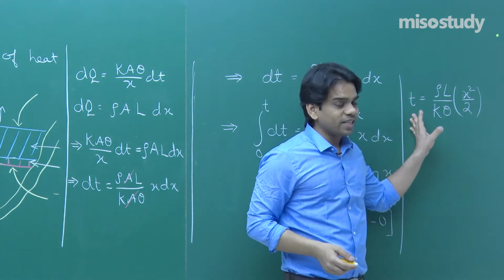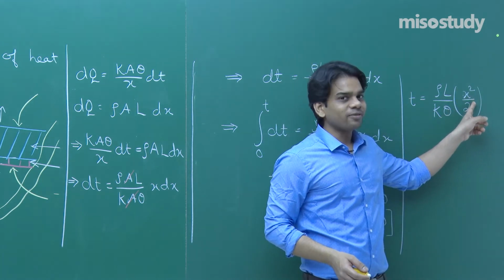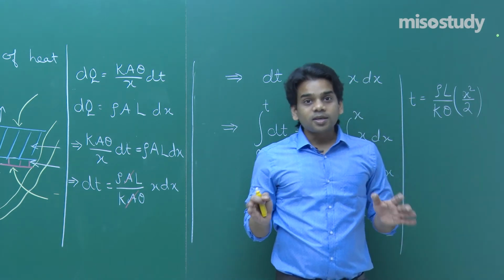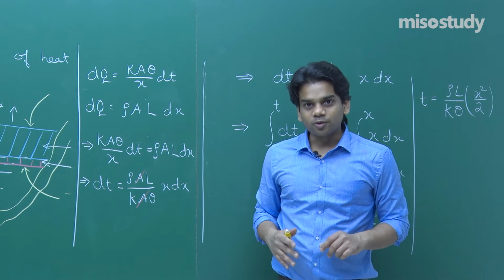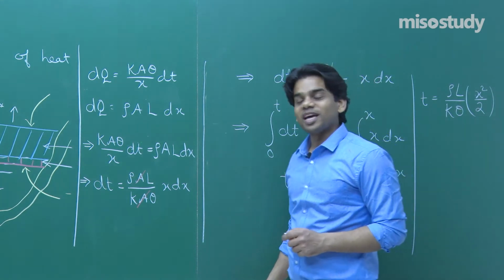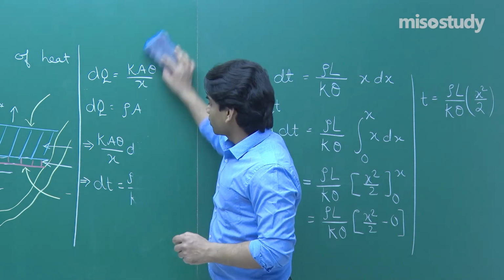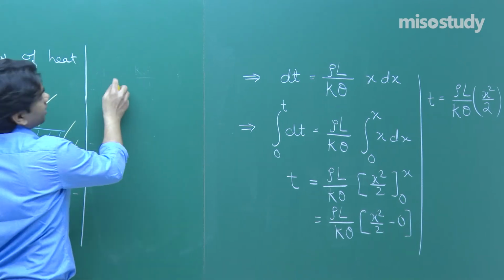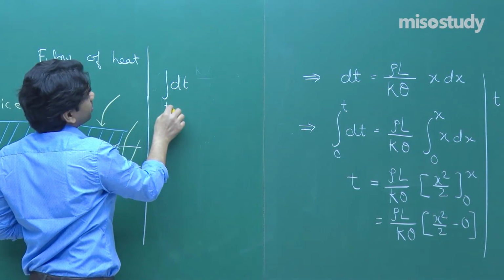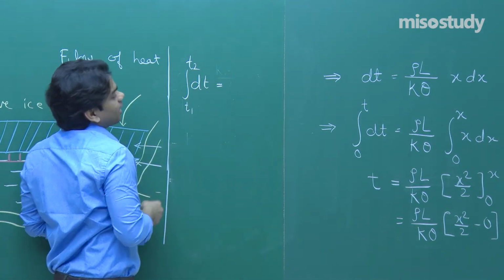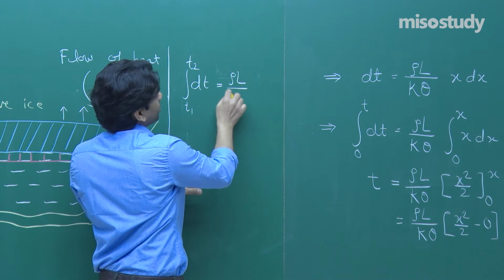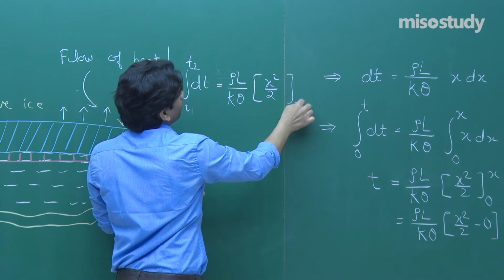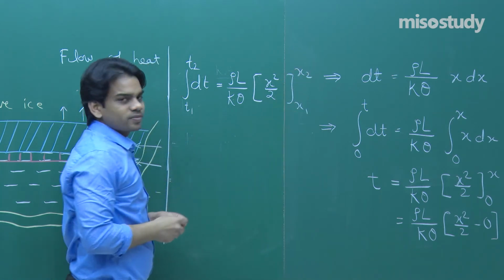Now see, from 0 to t, the thickness of the layer formed is related with time t as per this equation, ρL by kθ, x² by 2. For some definite time from T1 to T2, if you want to find the thickness of layer that has been added, we write dt integrated from T1 to T2, any two time instants, and the same thing, ρL by kθ x² by 2. Here we have to put the limits x1 to x2. So what are we going to have?